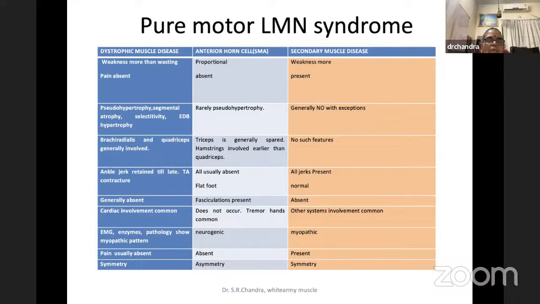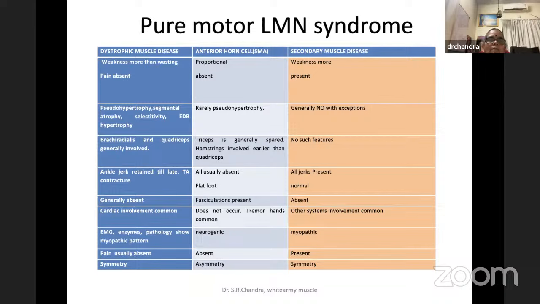Pseudohypertrophy, segmental atrophy, selectivity and EDB hypertrophy are seen. Then brachioradialis and quadriceps are generally involved. Ankle jerk is retained till late. And tendo-Achilles contracture is common. And generally fasciculations are absent. Cardiac involvement is common. EMG, enzymes and pathology show myopathic pattern. Pain is absent and they are symmetrical. That is the pattern of dystrophic muscle disease.